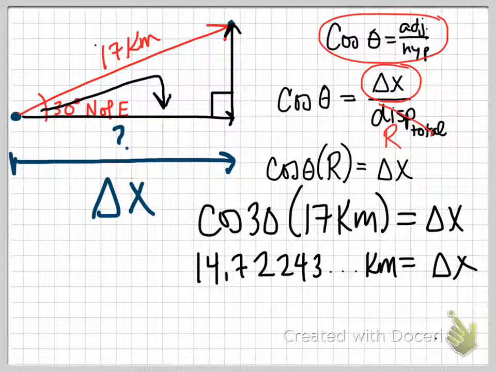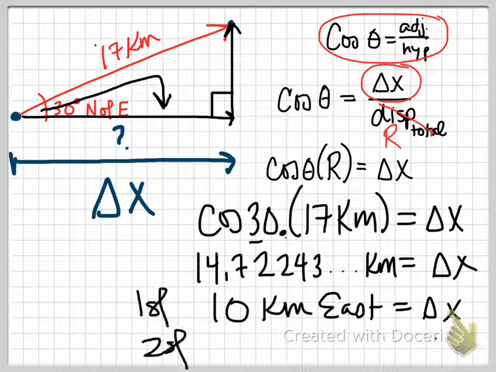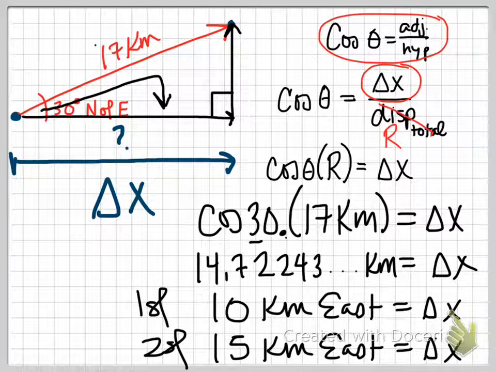Oh, who wrote this problem? That's terrible. We only have one sig fig in our angle, and yes, your angle does count towards your sig figs. So based on that, we would say that this is 10 kilometers in what direction? Oh yeah, east. That's our delta x displacement. Now, if you had been given a reasonable amount of sig figs, then you'd have an answer like 15 kilometers east. But sadly, we are constrained by the terrible problem writing.